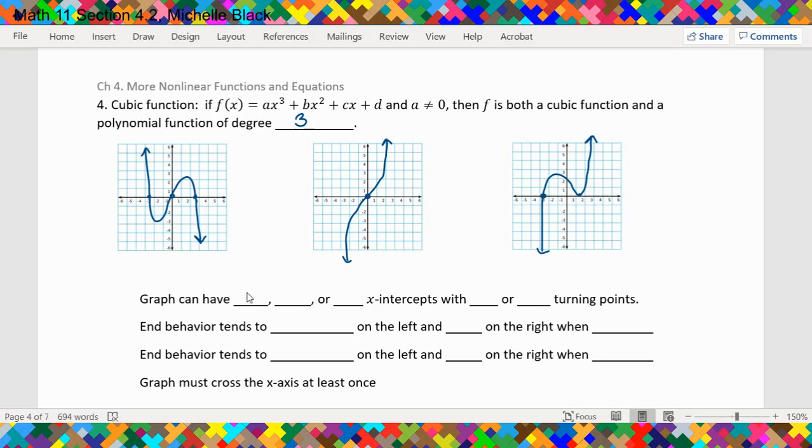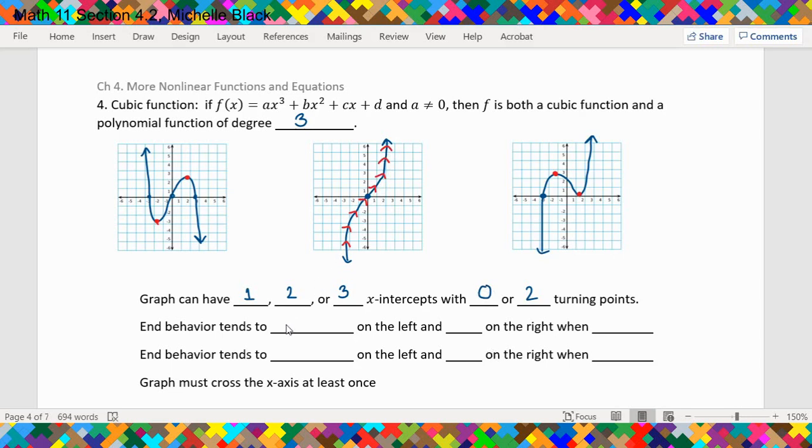So our graphs can have 1, 2, or 3 x-intercepts with either 0 or 2 turning points. For my first graph, I have a turning point here and here. For my last graph, I also have a turning point both here and here. But in my middle graph, this graph is increasing all the time. So I never go down to decreasing, so I have 0 turning points.